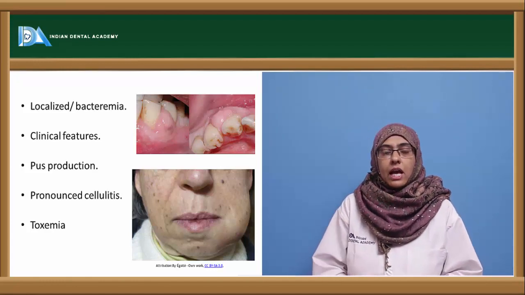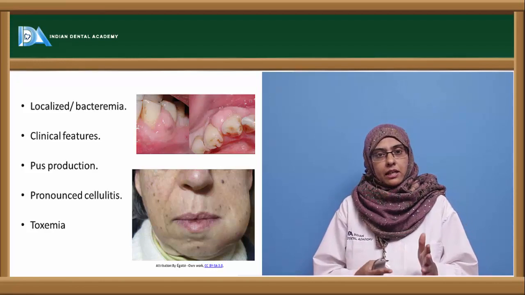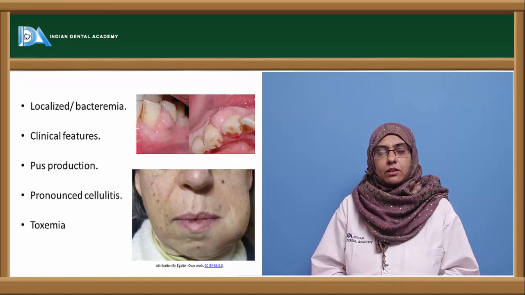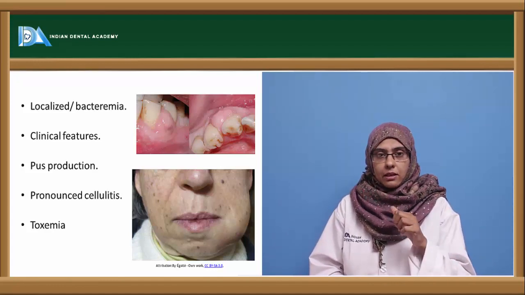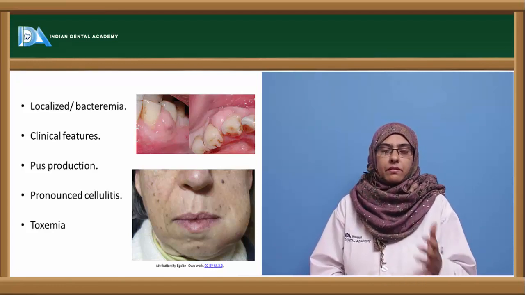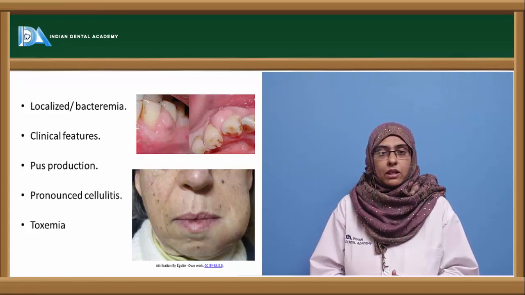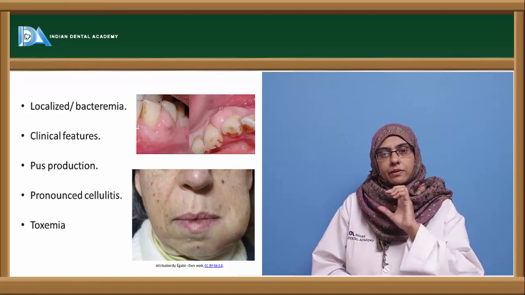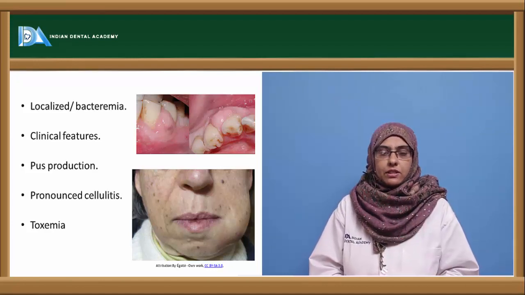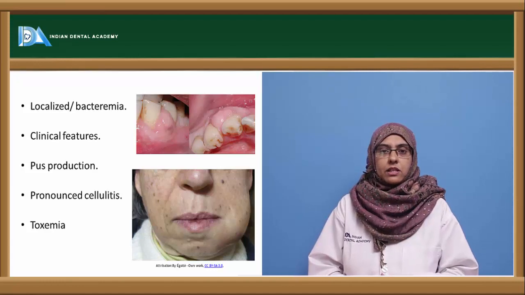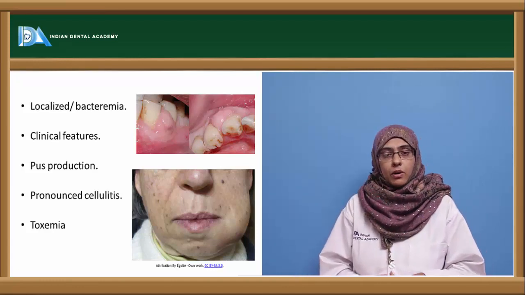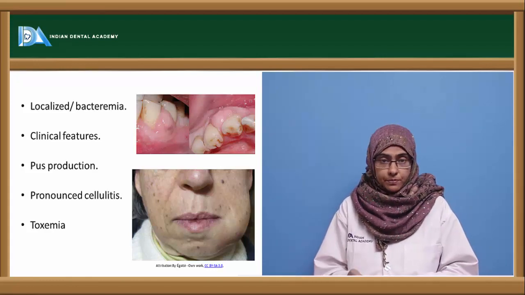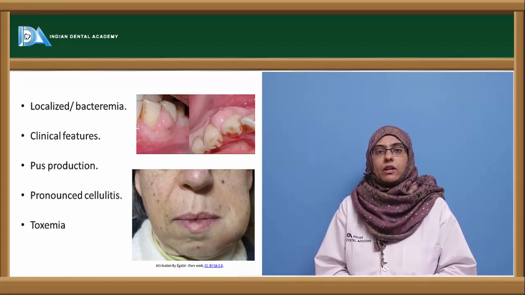And the clinical features that help us distinguish between aerobic and anaerobic infection are that they produce pus which is putrid, pervasive, and with a nauseating odor, except for B. fragilis. So this characteristic smell helps us identify the anaerobic infections, and moreover they form pronounced cellulitis and there is no toxemia associated with it. That is, they do not produce toxin, except for one organism.